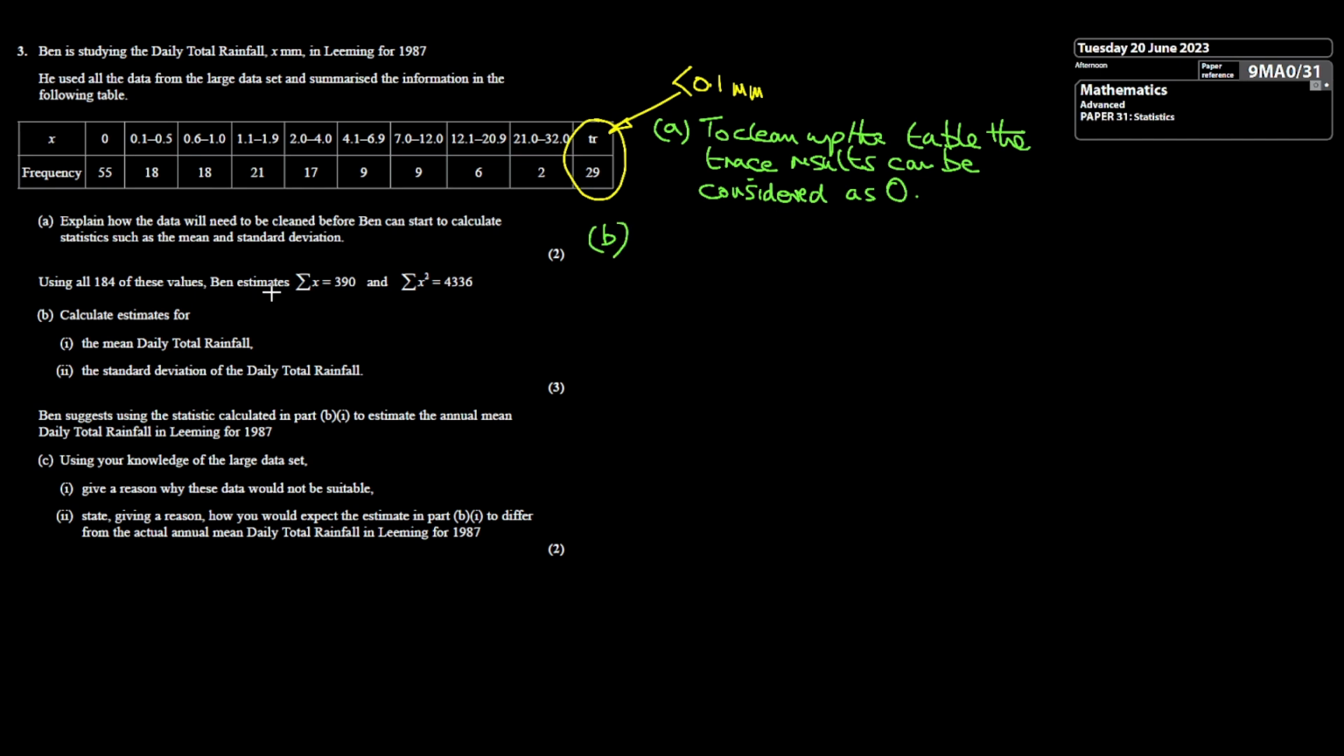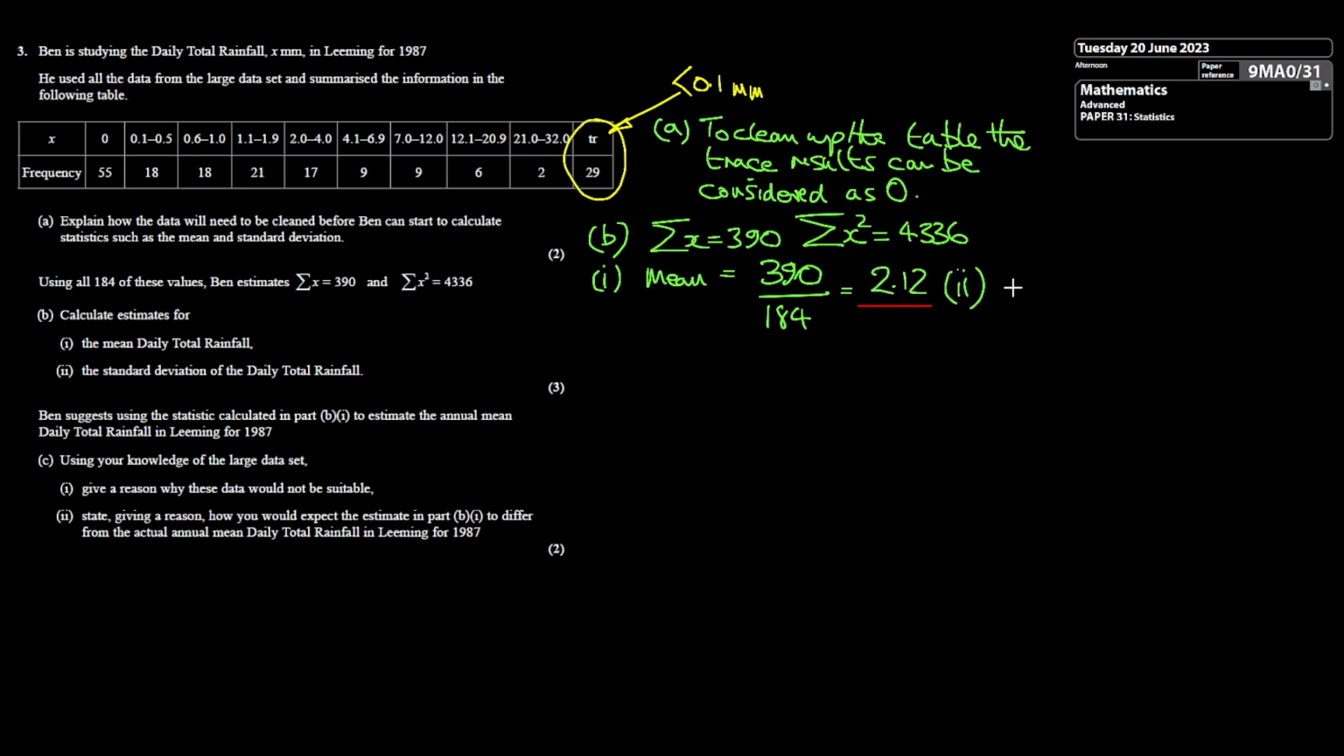Part B. Okay, so we've been told there are 184 of the values, and Ben estimates that the sum of the x values is 390 and the sum of the x squared values is 4336. So let's write that down. So first of all, part 1, we need to calculate the mean. Well, that's equal to the sum of all the values, so this is 390, divided by the number of samples, which is 184. And if you pop that into a calculator, you get an answer of 2.12. That's the first of the answers.